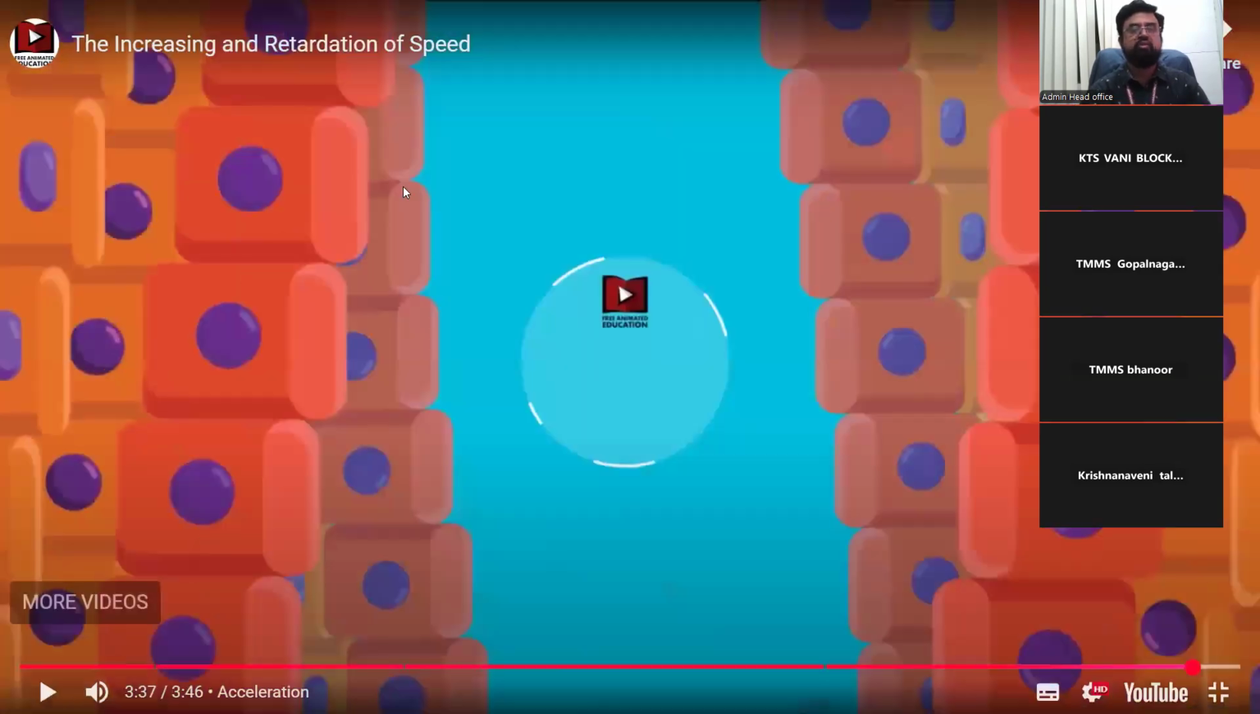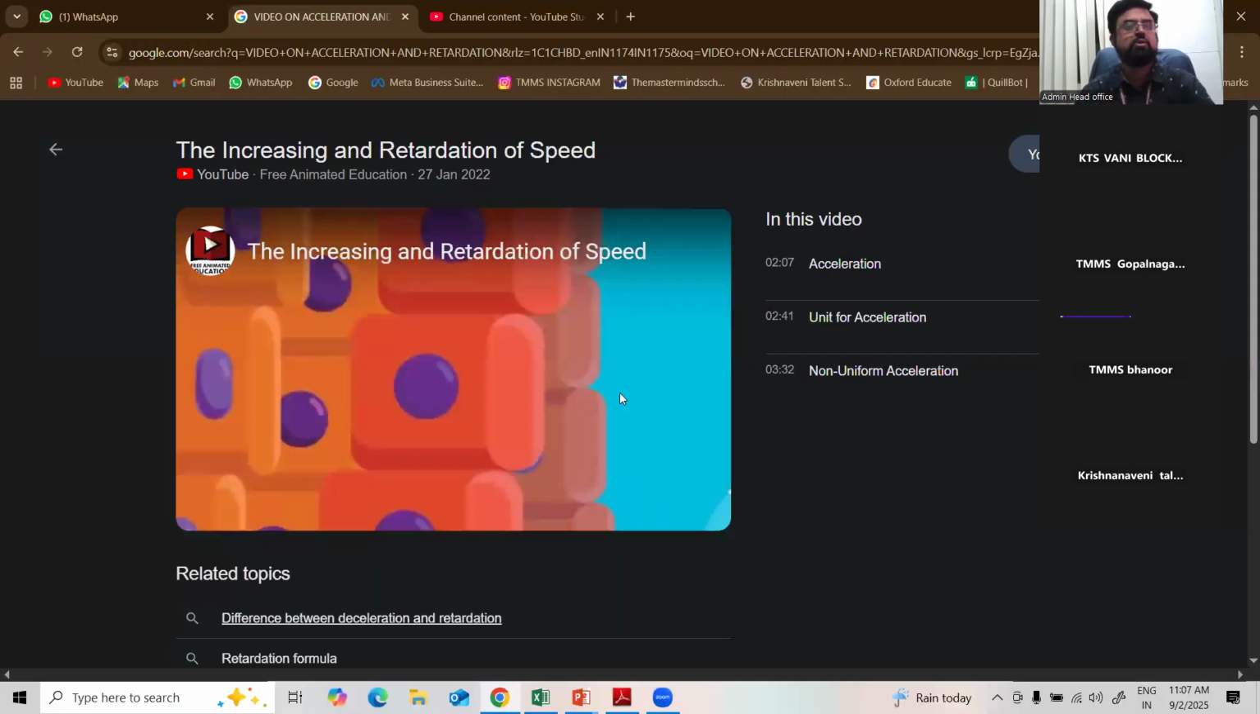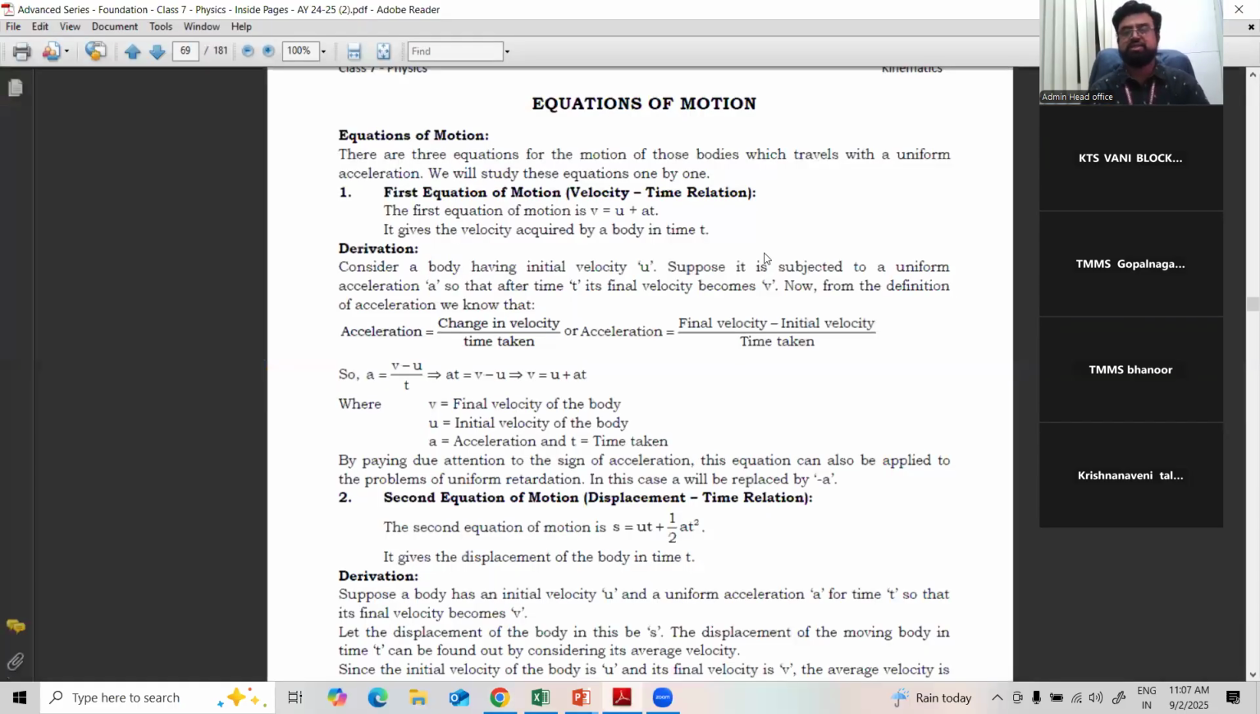Right. So everything is clearly explained. What is acceleration, what is uniform acceleration, and what is non-uniform acceleration. Right? Clear. Now, we'll come to the next part. That is very, very important in physics. That is equations of motion.